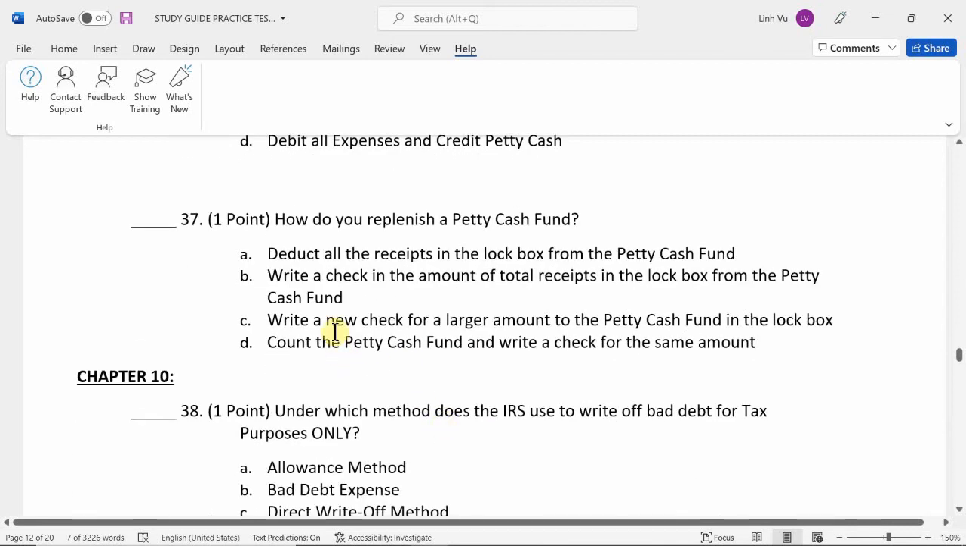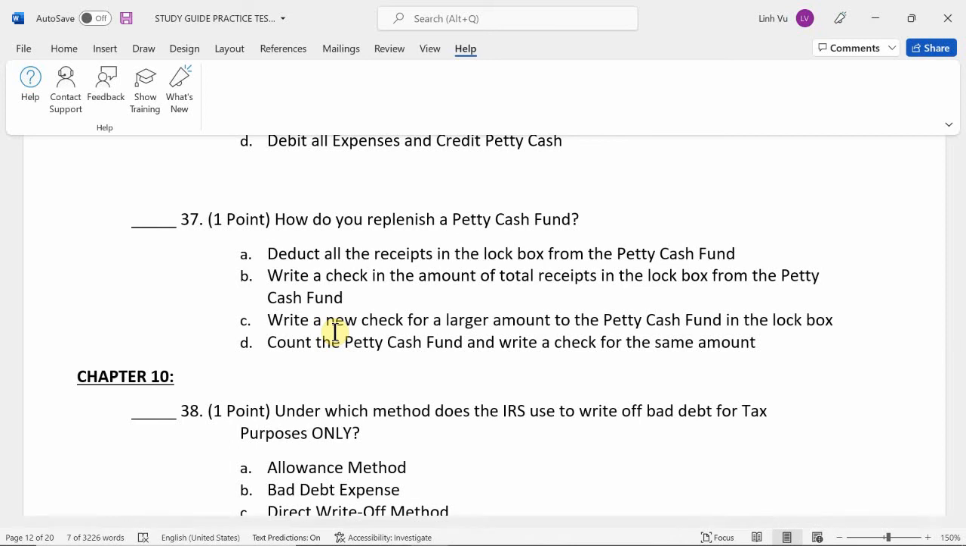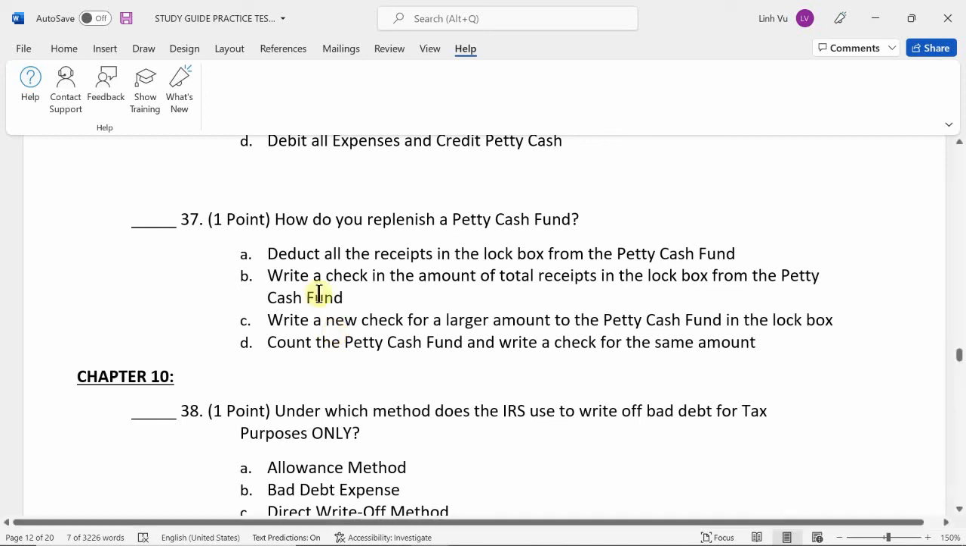All right, so question 37 here. Okay, how do you replenish a petty cash fund? B. B, right? You're going to write a check for the amount of the total receipts in the lockbox from the petty cash fund. Yes, right? We just did an example, right? That's how you replenish a petty cash fund, right?